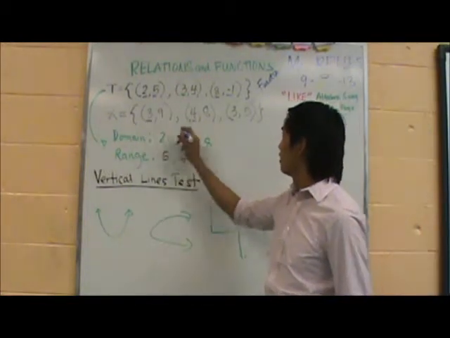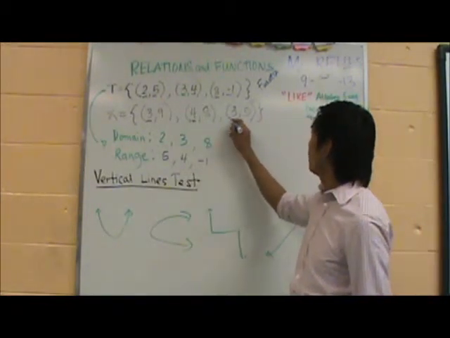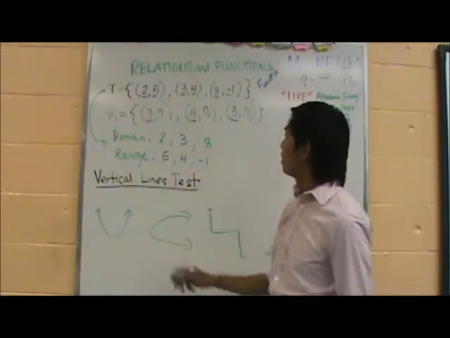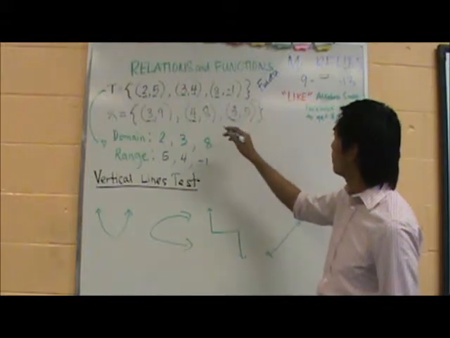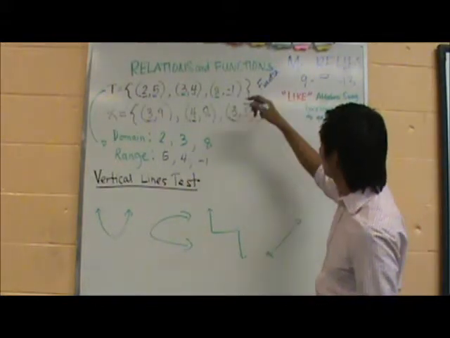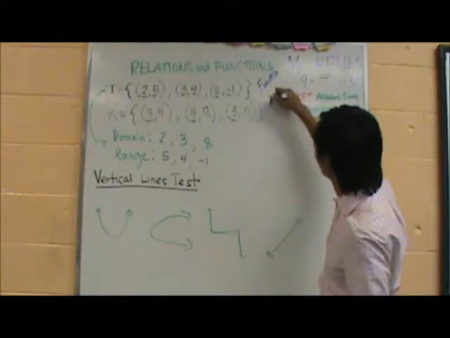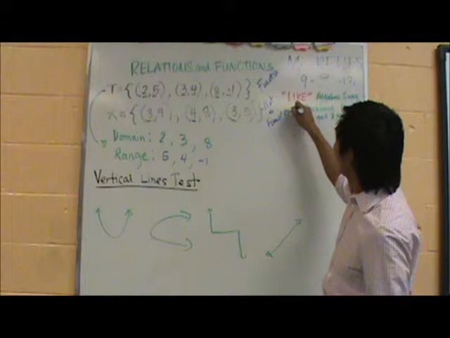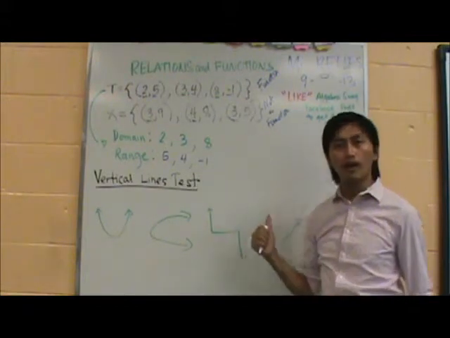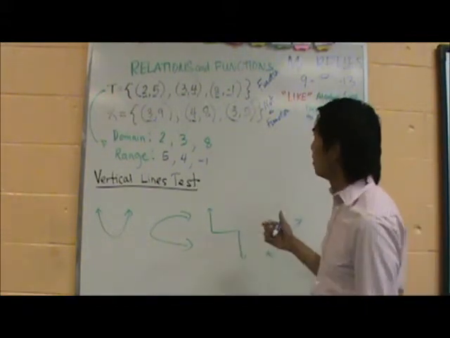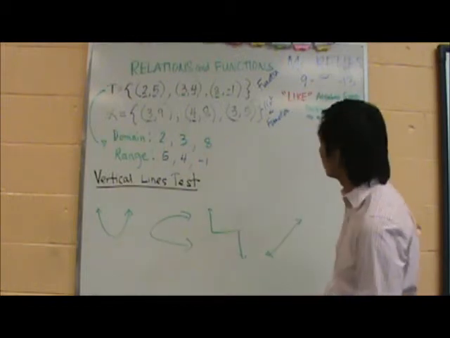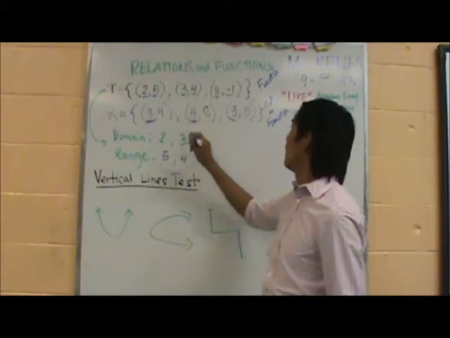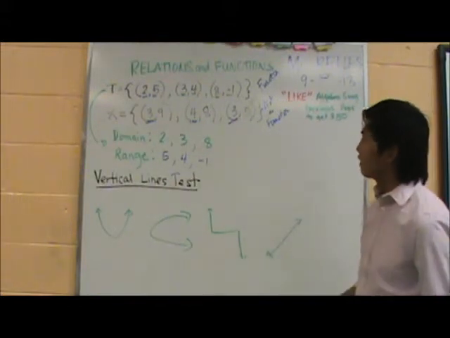Okay, let's try set X. We got 3, 4, and 3. As you notice, guys, we got 3 and 3, so 3 is repeated. So we can say that it is not a function. We don't really care about the y values, the range, in identifying if it's a function or not, because we just have to look at the domain, the x values.